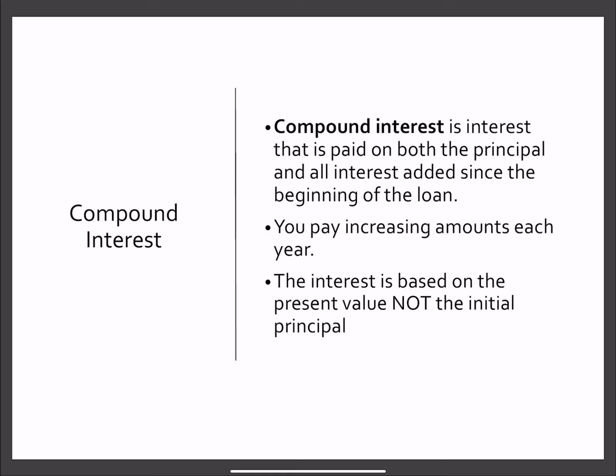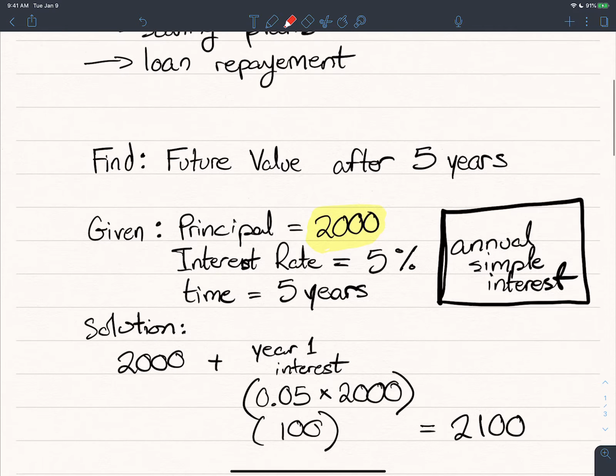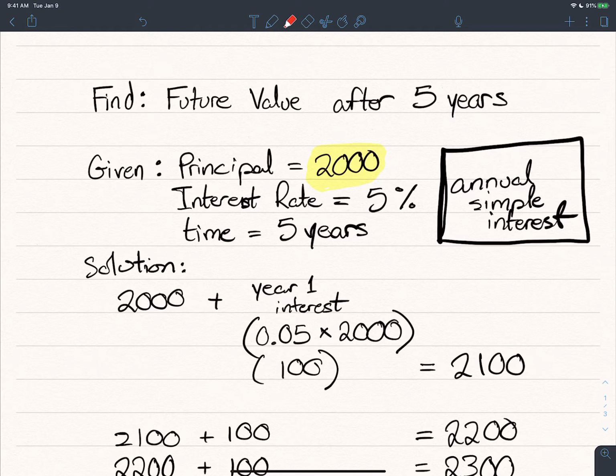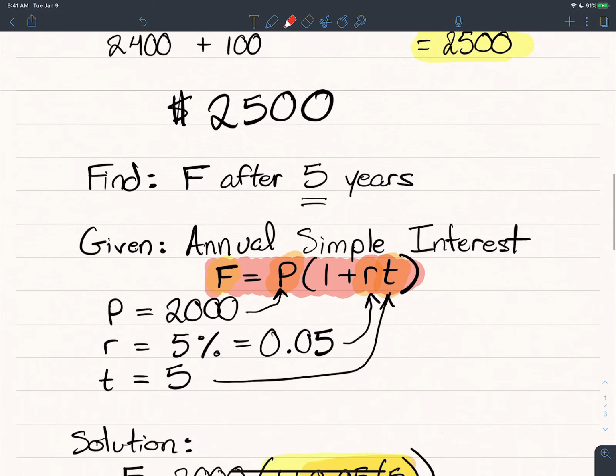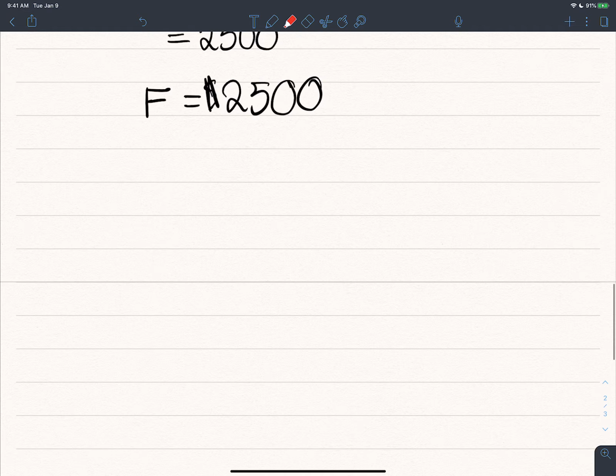So because of that, the amount you pay in interest increases every single year, right? Every single year, the amount increases because you're paying on both the initial amount and the interest that was added. And the interest is not based on the initial principal. Instead, the interest is based on the present value. Whatever the loan is worth then, that's how you calculate the interest. So before moving on, I want us to actually look at this same scenario where Afia is paying on a loan, and I want us to work this out, but with compound interest instead, with that little key difference.